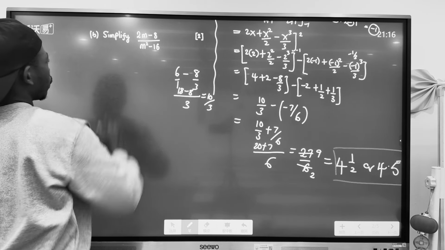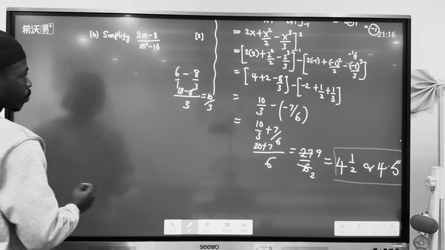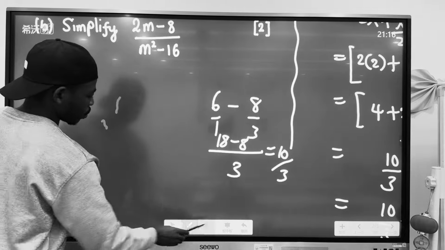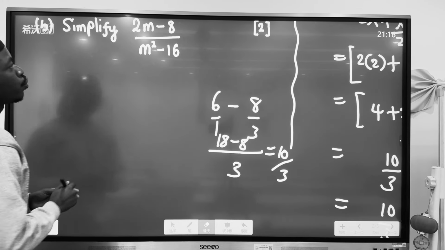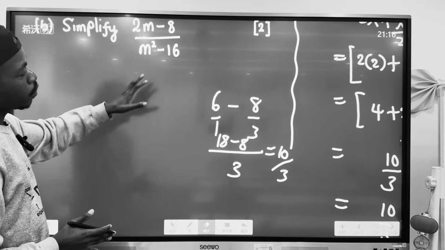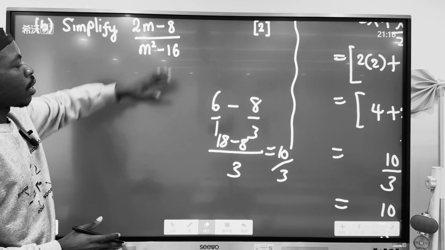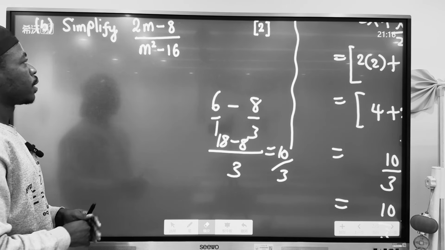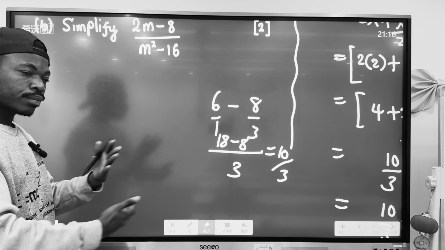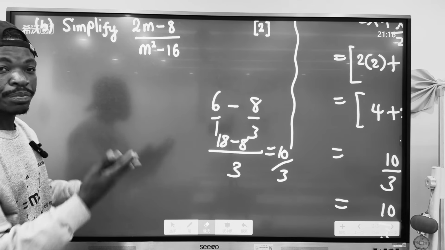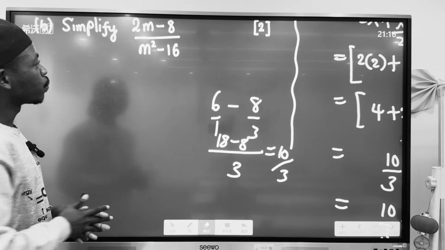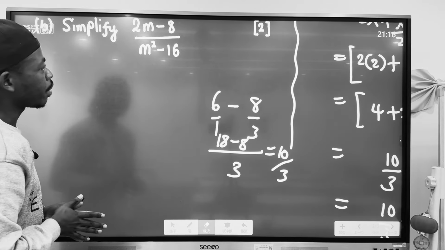So the next question is this one. It says simplify 2m minus 8 divided by m squared minus 16. So in mathematics paper 2, when they ask you to simplify algebraic fractions, all they are asking you basically is to factorize, okay? So try to see which expression can be factorized, and see if you can simplify and cancel out similar terms. So we just want to see if we can factorize some expressions here.